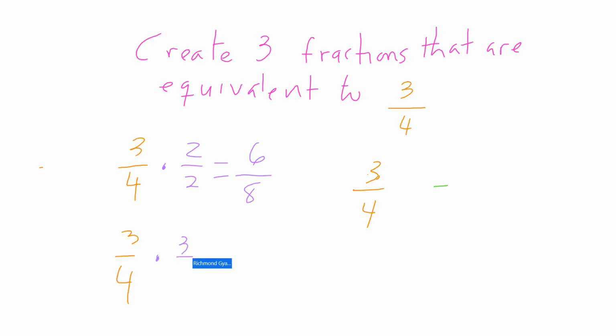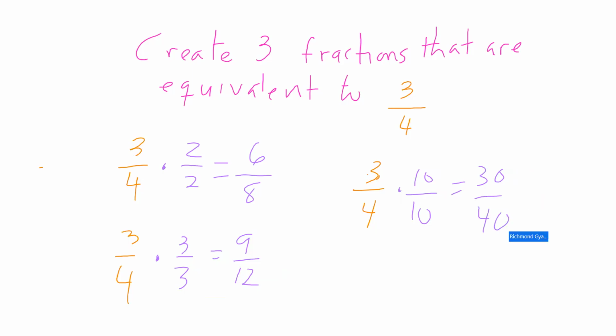What about 3 over 3? 3 times 3 is 9. 4 times 3 is 12. What about 10 over 10? So let's do this, 10 over 10. This will give me 30 over 40. So I have my three equivalent fractions.